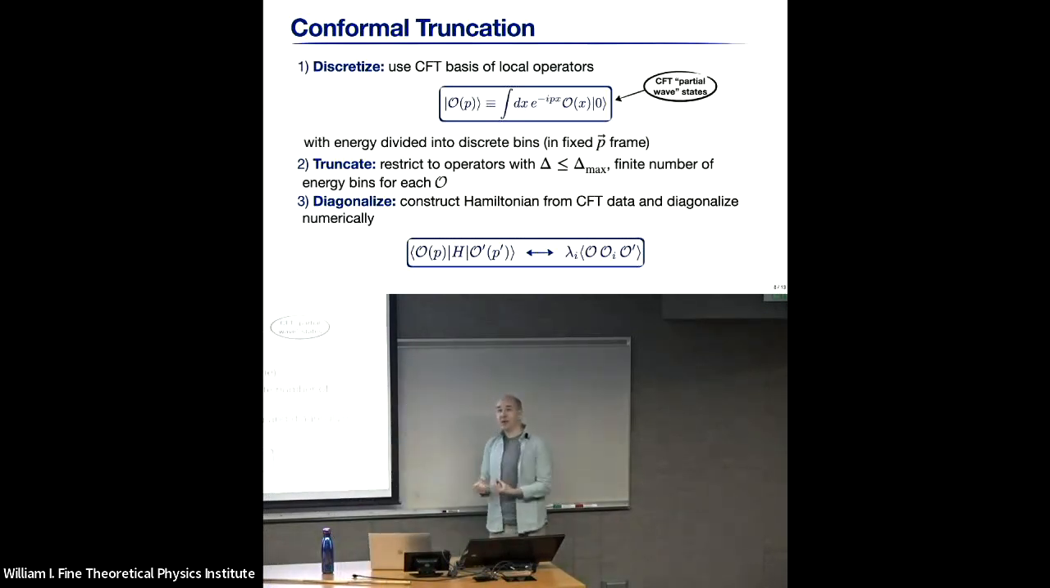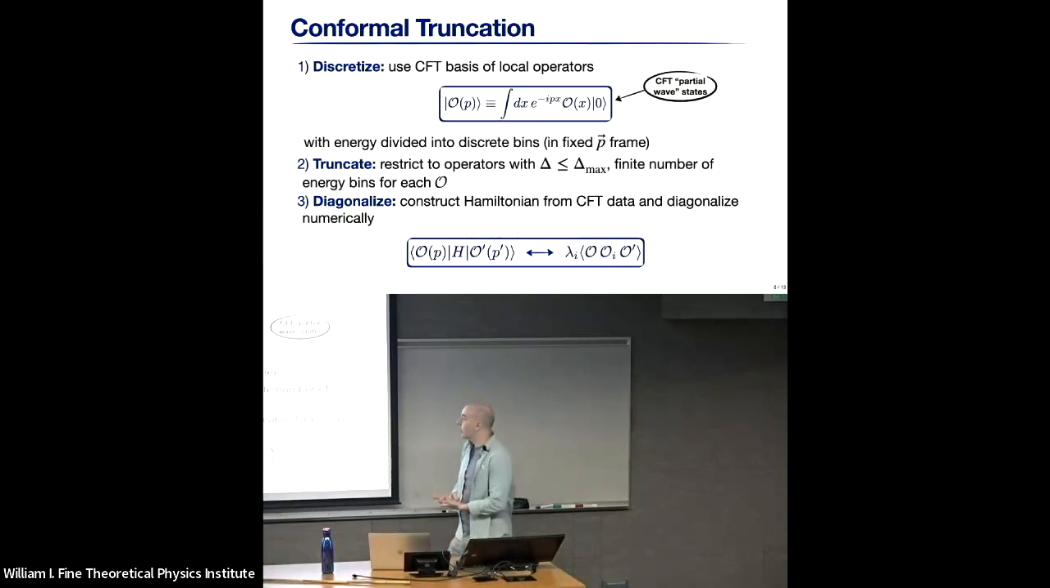So it's a continuous family of energy eigenstates labeled by individual local operators in the conformal field theory, which are labeled by their scaling dimensions and whatever other quantum numbers. To make this basis discrete, for each operator O, we need to discretize the continuous range of energy states that we get out. We're going to discretize them into discrete bins, but you could choose whatever discretization you want. And so then we have a discrete set of operators. For each operator, we have a discrete set of energy eigenstates where we just discretize this parameter E in the Fourier transform.